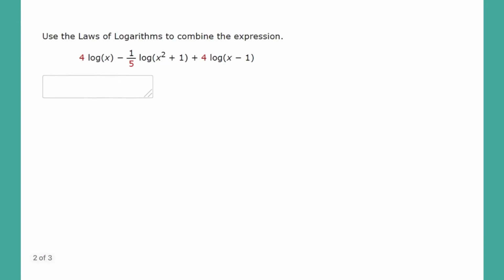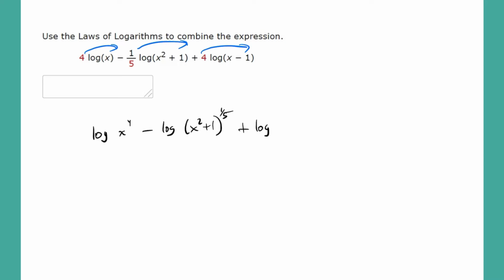This time we're going to go backwards. We're going to do the same exact thing that we did, but in reverse order. So this is going to move back to the exponents, and then we can go from there. So the new expression becomes log of x to the 4th minus log of x squared plus 1 to the 1/5 plus log x minus 1 to the 4th.